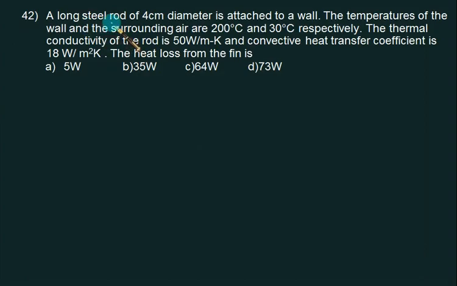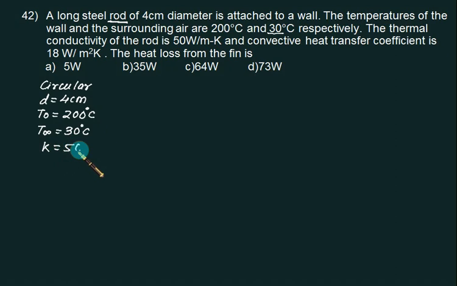We are given a long steel rod with a circular section, and the diameter is given as 4 cm. The wall temperature is T0 equal to 200 degrees Celsius, and the surrounding temperature is given as 30 degrees Celsius, so T infinity equals 30 degrees Celsius. Thermal conductivity of the rod is 50 watts per meter per Kelvin, and the heat transfer coefficient is given as 18 watt per meter square Kelvin. We want to calculate the heat transfer.